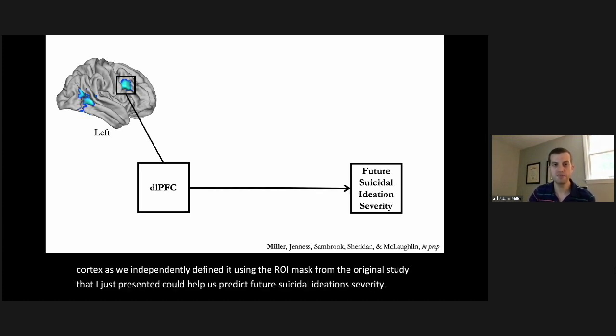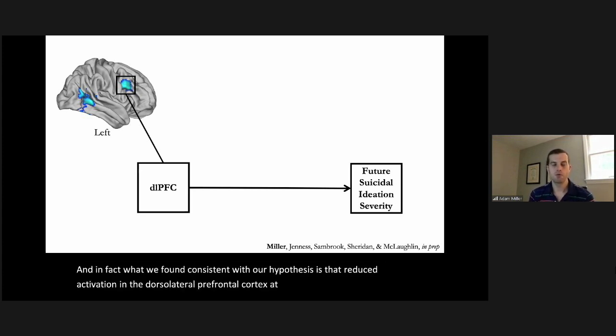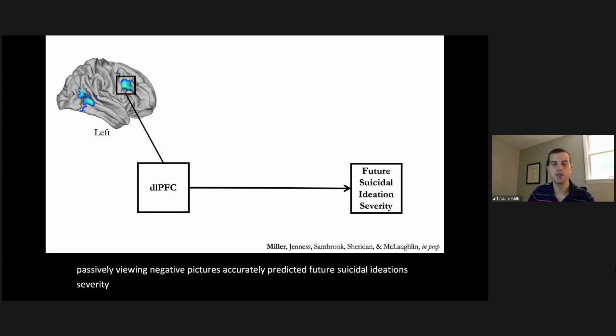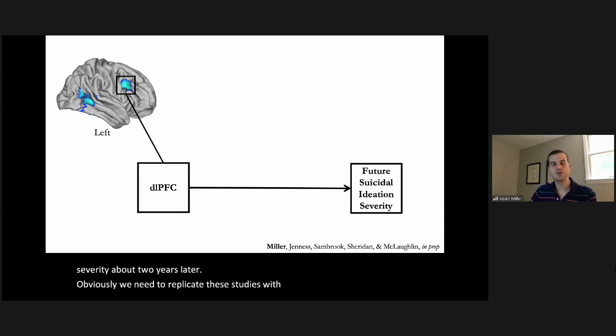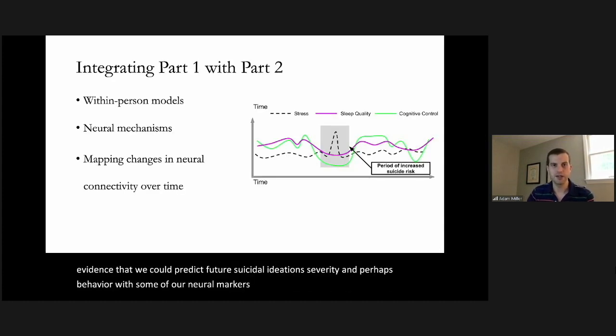And in fact, what we found, consistent with our hypotheses, is that reduced activation in the dorsolateral prefrontal cortex at baseline when they were passively viewing negative pictures accurately predicted future suicidal ideation severity about 2 years later. Obviously, we need to replicate these studies with larger samples, but this is initial evidence that we could predict future suicidal ideation severity and perhaps behavior with some of our neural markers of emotion reactivity and regulation.